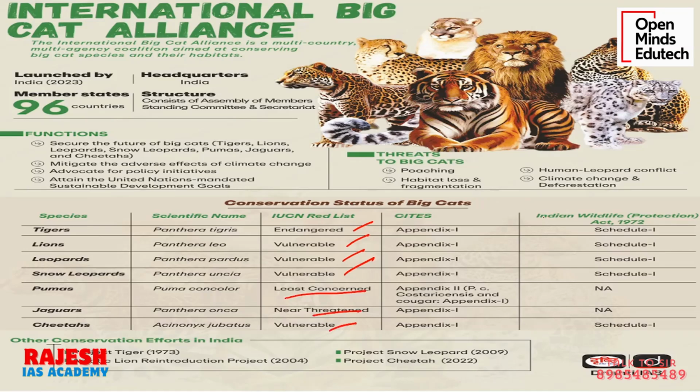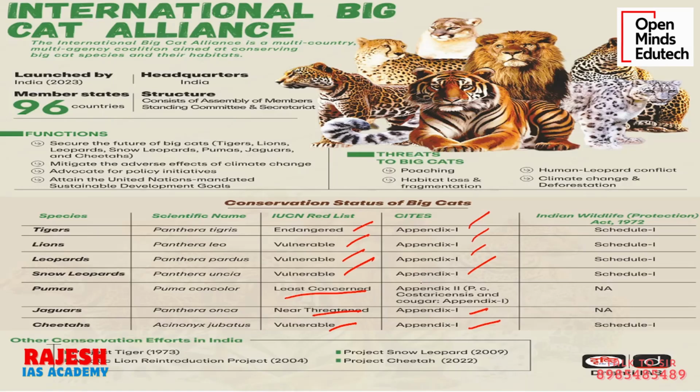And if you take the international agreement CITES, it is in Appendix 1. Tiger is in Appendix 1. Lions, leopards, snow leopards, and also jaguars and cheetahs. All these animals are being given high importance. The only thing you can remember here is that the Indian government or CITES is giving very high priority to all the big cats except the puma.